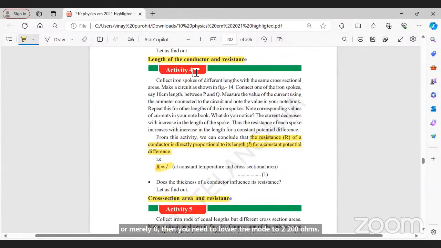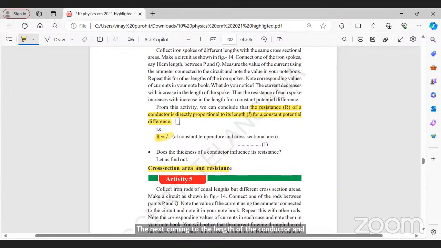Next, coming to the length of the conductor and resistance. The resistance of a conductor is directly proportional to its length for a constant potential difference. So the resistance R is directly proportional to the length of the conductor, at constant temperature and cross-sectional area.